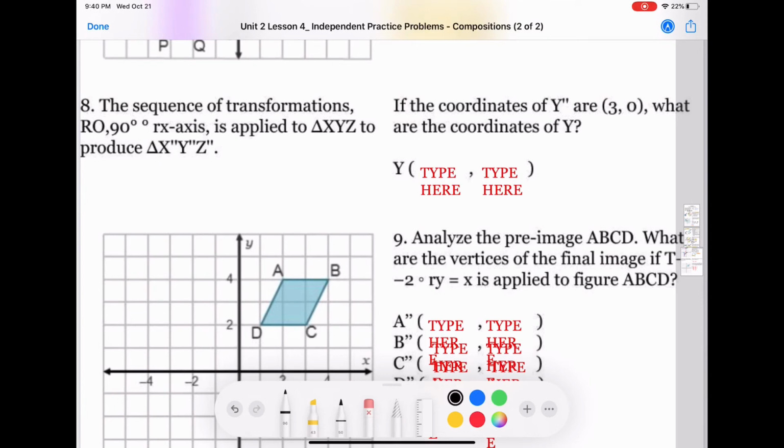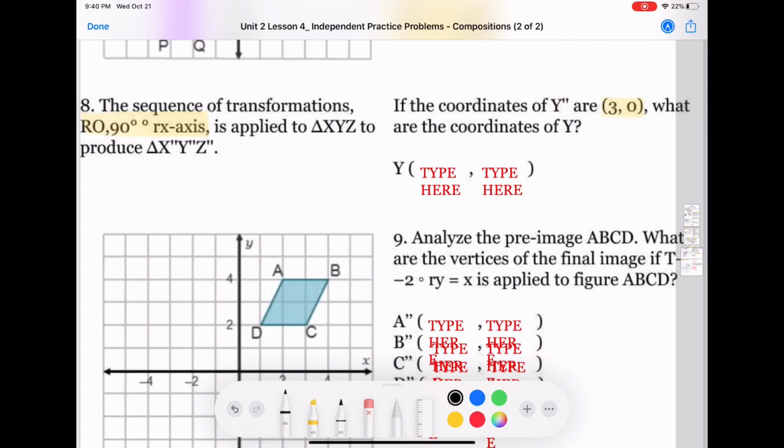This problem states the sequence of transformations, and then we have been given a composition of transformations that is applied to the pre-image X, Y, and Z to produce our image X prime, Y prime, and Z prime. If the coordinates of our image vertex Y prime are (3, 0), what are the coordinates of our pre-image vertex Y?